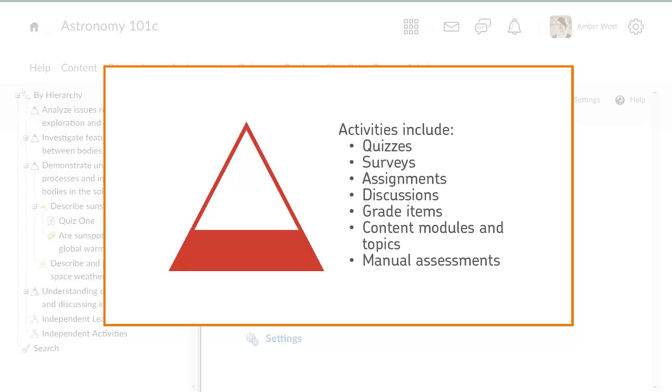Activities occupy the lowest level of competency structures. These include quizzes, surveys, assignments, discussions, and more. Activities are the only elements that can be assessed in a competency structure, and they provide a basis for determining when a learner has achieved parent learning objectives.